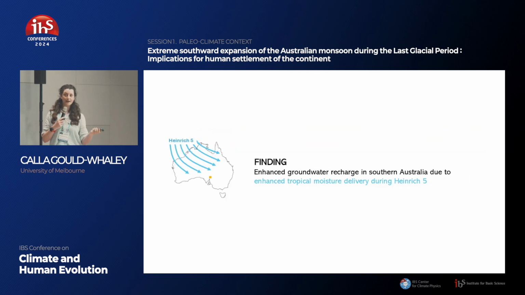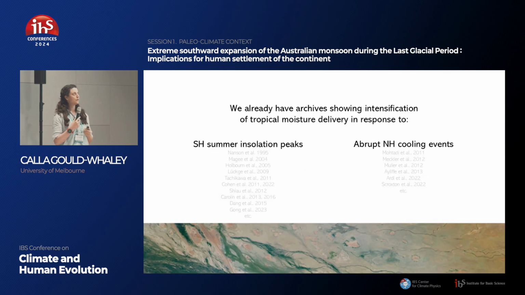So just to summarize, what we've got so far is enhanced groundwater recharge in southern Australia, most likely due to tropical moisture delivery during Heinrich 5. But I'm not the first person to identify this tropical response to Heinrich events. We already know that we have intensification of tropical moisture delivery in response to both southern hemisphere summer insolation peaks and abrupt northern hemisphere cooling.